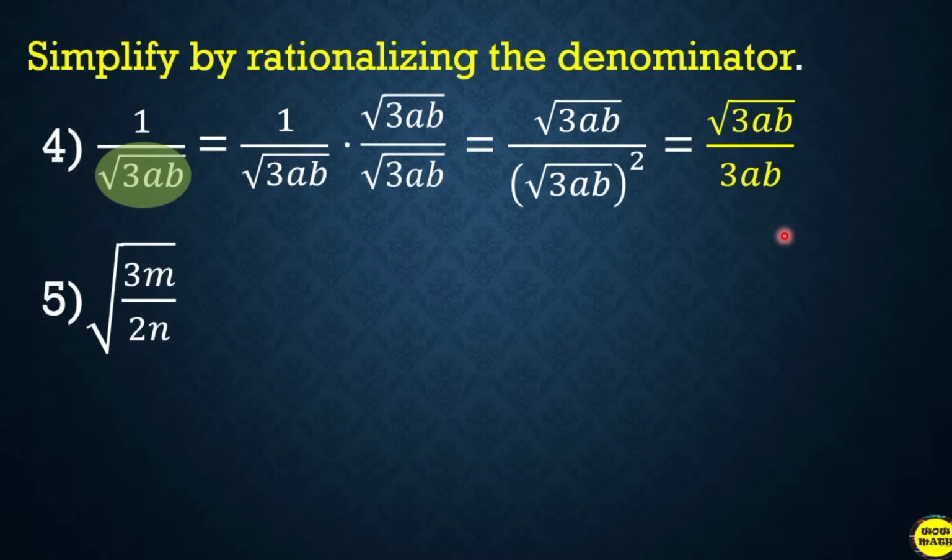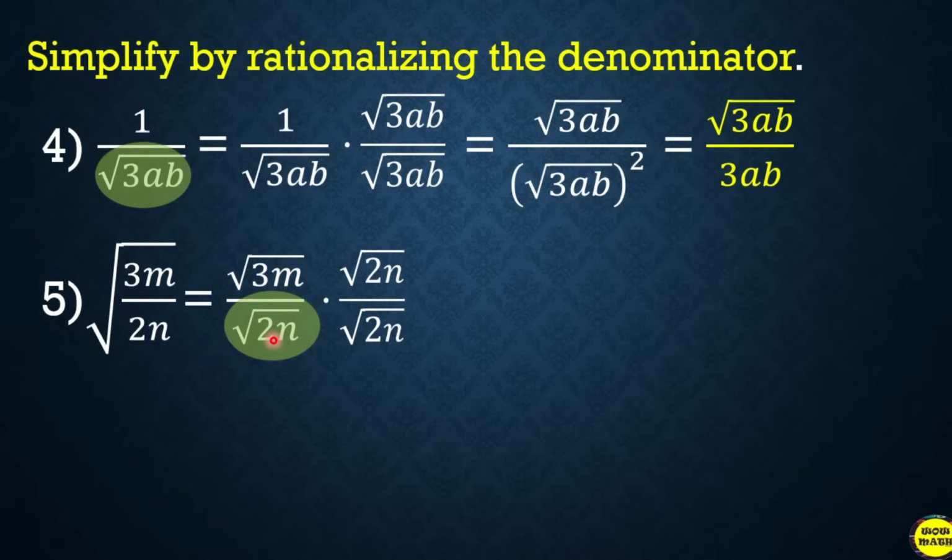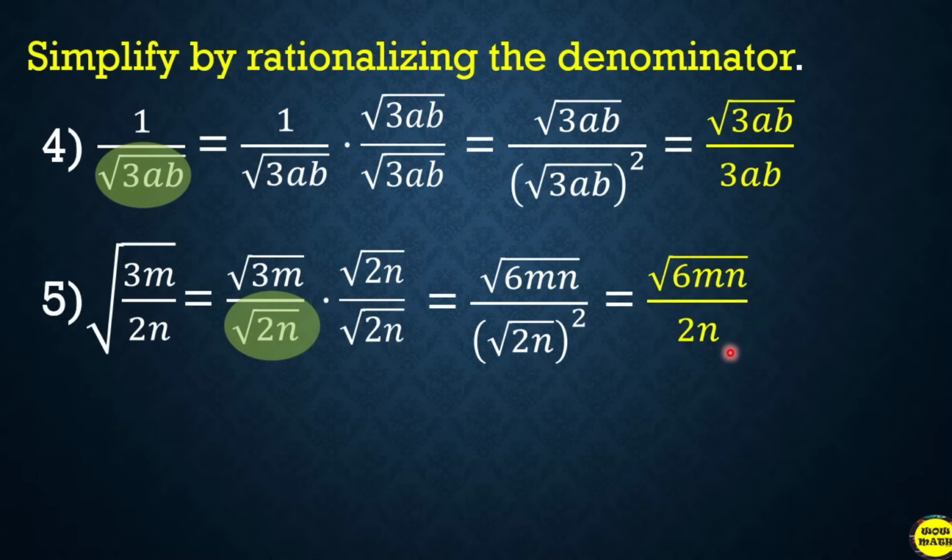Another example, we have square root of 3m over 2n. So, paghiwalayin muna natin, square root of 3m over square root of 2n. So, ano yung pag-multiply natin sa kanya? Yung square root of 2n. So, both numerator and denominator, imumultiply natin kay square root of 2n. So, square root of 3m times square root of 2n. So, 3 times 2, that is 6. M times n, so mn. And then, square root of 2n squared, the answer is 2n. So therefore, the answer is square root of 6mn over 2n.